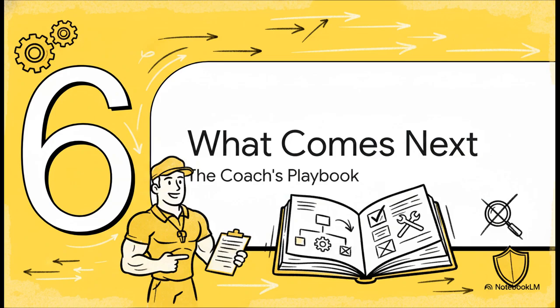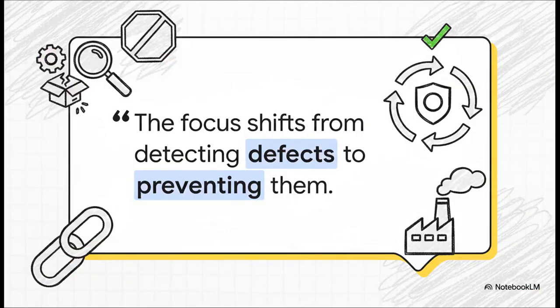Okay, this brings us to the final piece of our puzzle for today. We've figured out that preventing defects is the real goal, and we know the two main ways a process can go off the rails. So what's the coach's playbook for actually getting this done? It all comes back to this one single powerful idea. True quality management isn't about being the best inspector in the world. It's about building a process that is so good, so stable, that it doesn't make junk in the first place. The focus has to shift from detection to prevention.